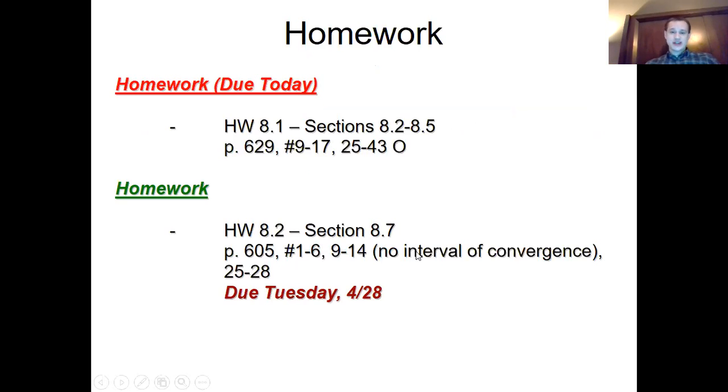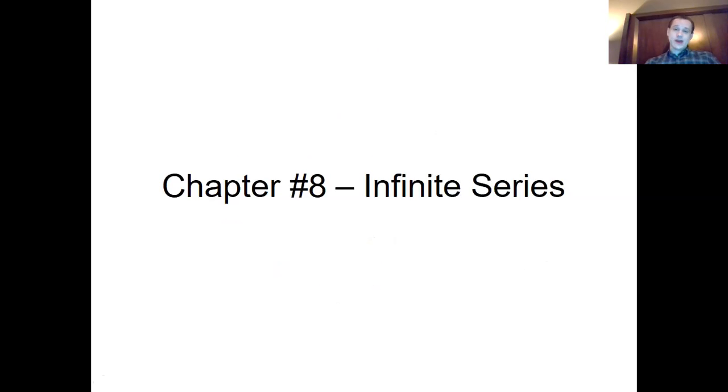On numbers 9 through 14, it says find the interval of convergence. You do not need to do that. It would not be that hard based on the knowledge you just obtained from where things converge and diverge, but we'll save that for another class. You'll be okay on that. That's going to be due on Tuesday, the 28th, so let's get cracking.